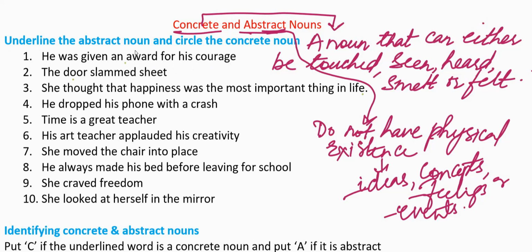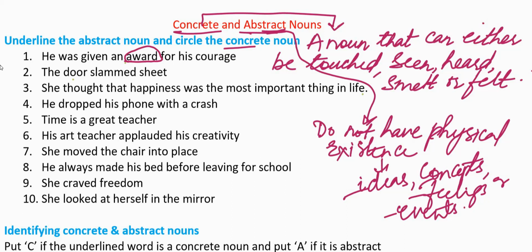We have to underline abstract and circle the concrete. Let us first look at the concrete. Can you identify any concrete noun here? A concrete noun has a physical existence. Award is a concrete noun because an award may be a trophy, a medal, a cash prize. It has a physical existence. You can touch it. You can see, you can feel.